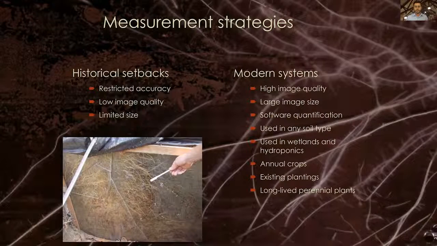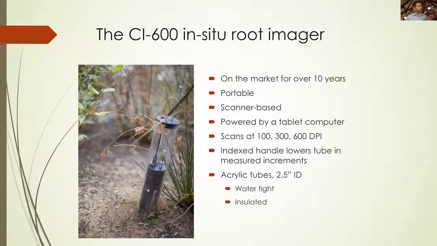So the CI600, to answer a lot of the problems that Minirhizotrons have had in the past, we developed this over 10 years ago. It's portable and scanner-based. As you can see in the tube, the scanner is just attached to a sliding rod, as well as a computer, which is off screen.